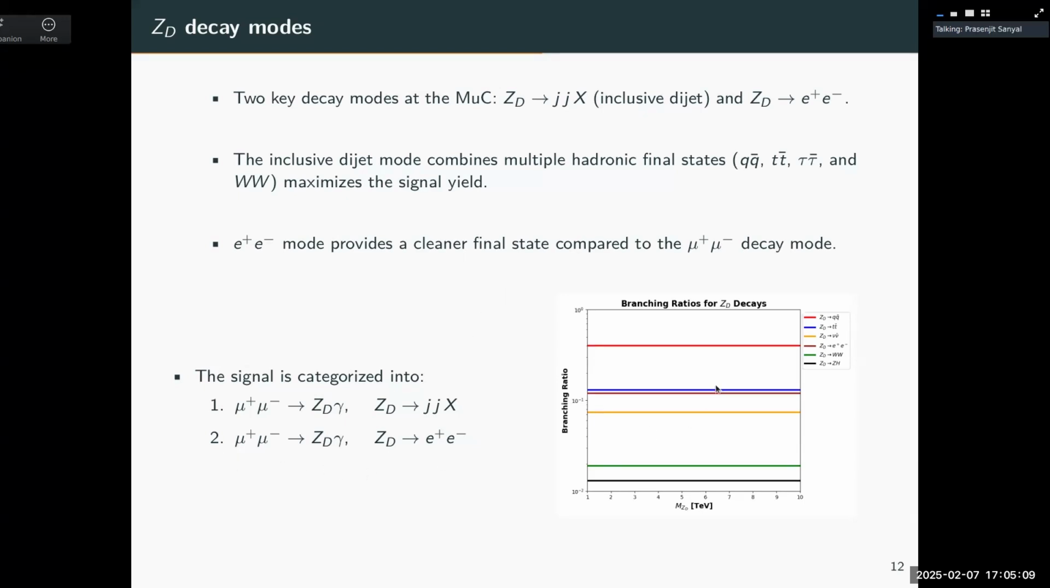And over here, you can see the branching ratios of dark Z. The QQ bar decay is the dominant one.